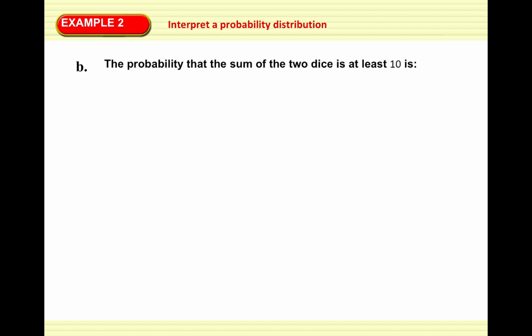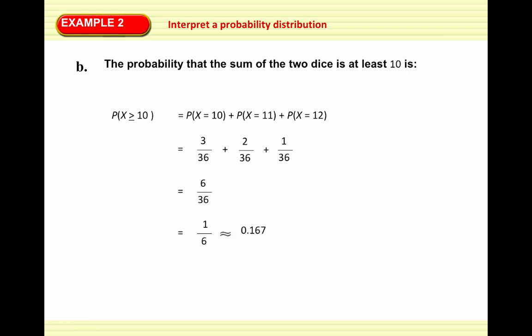The probability that the sum of the 2 dice is at least 10, that's going to be the probability that the sum is 10 plus the probability the sum is 11 plus the probability the sum is 12. So you just add those 3 probabilities together. So 3 out of 36 plus 2 out of 36 plus 1 out of 36. You could start off with 1/12 plus 1/18 plus 1 out of 36, but you're going to have to get a common denominator anyway. And so you end up with 6 out of 36, or 1/6. Which is about 0.167. So about 16.7% of the time, the sum will be 10 or greater.